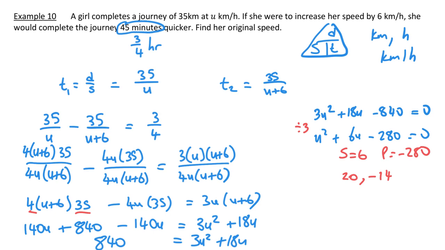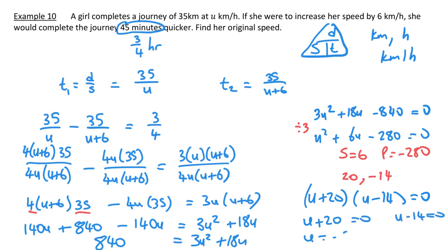Because it's a single u squared, we've got u plus 20 and u minus 14 equals 0. So u plus 20 is 0, or u minus 14 is 0, giving answers of u equals minus 20 and u equals 14. But u equals minus 20 is negative, so it doesn't really make sense. So u must equal 14. So the initial speed was 14 kilometers per hour.